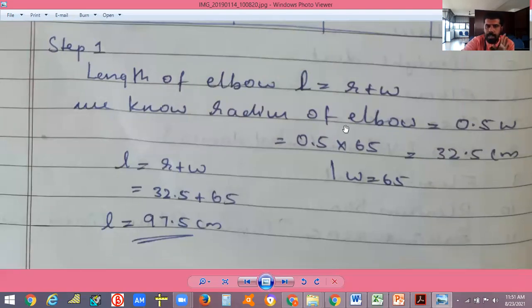Once more I will explain. L is equal to R plus W. R is equal to 0.5 of W. W you know 65. So you'll be getting R as 32.5. Equate this 32.5 in this equation. So 32.5 plus W is equal to 32.5 plus 65. So you'll be getting 97.5 as the length, the actual length.